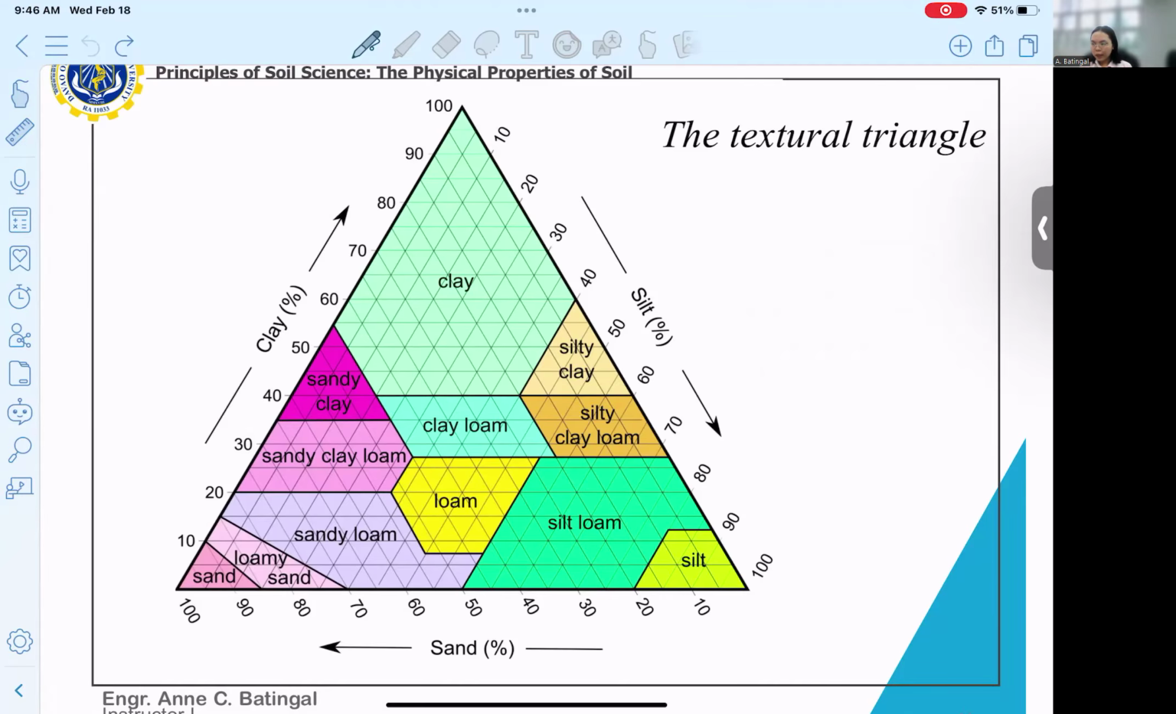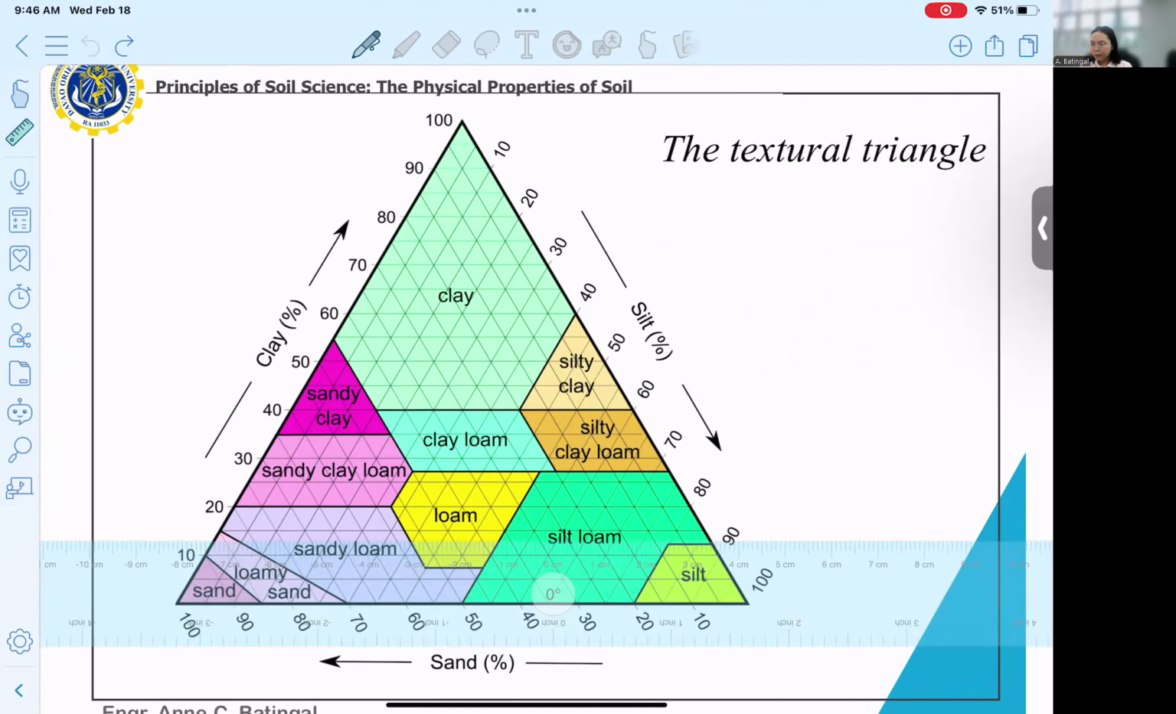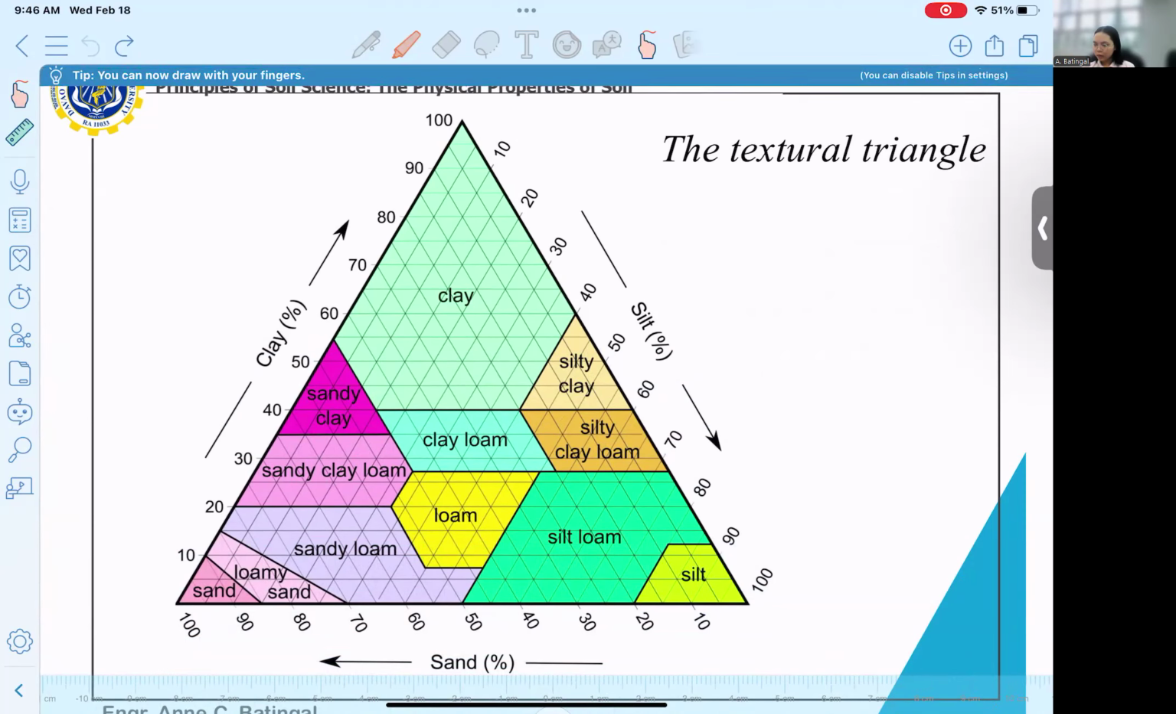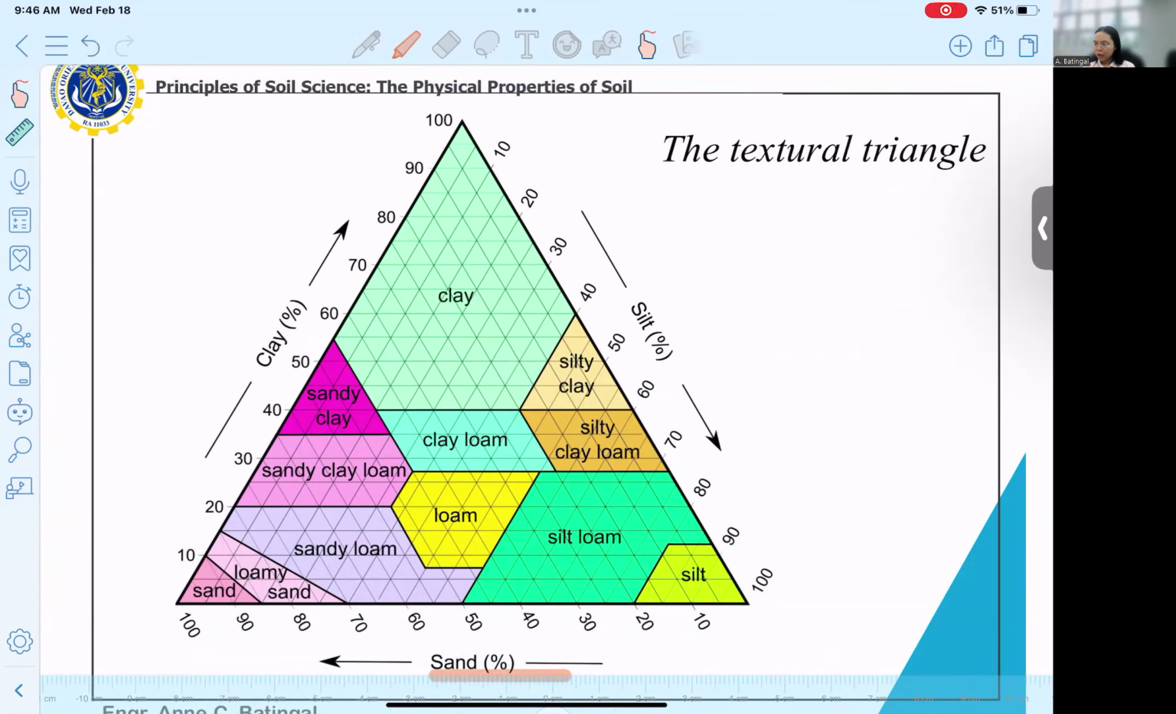Wait, can I highlight? Wait a moment. So you have your sand particles, you have your silt particles, and you have your clay.